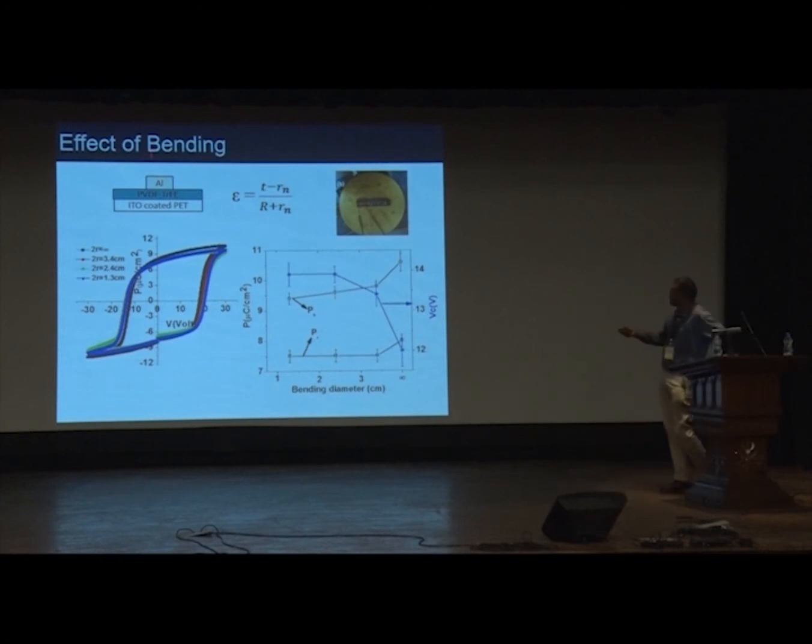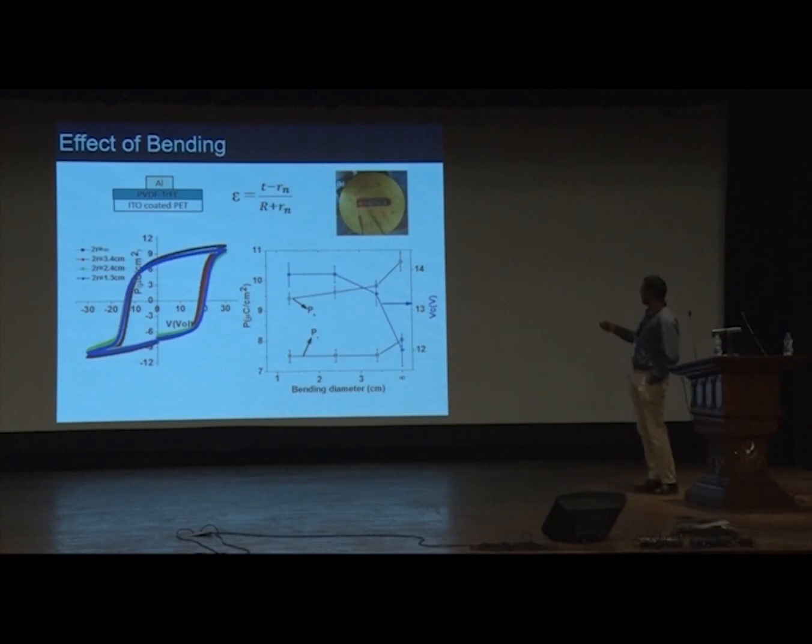And since it's a multi-layer configuration, the strain in this case, looking at the various parameters of modulus and thicknesses, is worked out as roughly T minus Rn divided by R plus Rn, where T is the overall thickness of the stack, R is the bending radius, and Rn is a factor which depends upon the thicknesses and moduli of the four components that I have here.